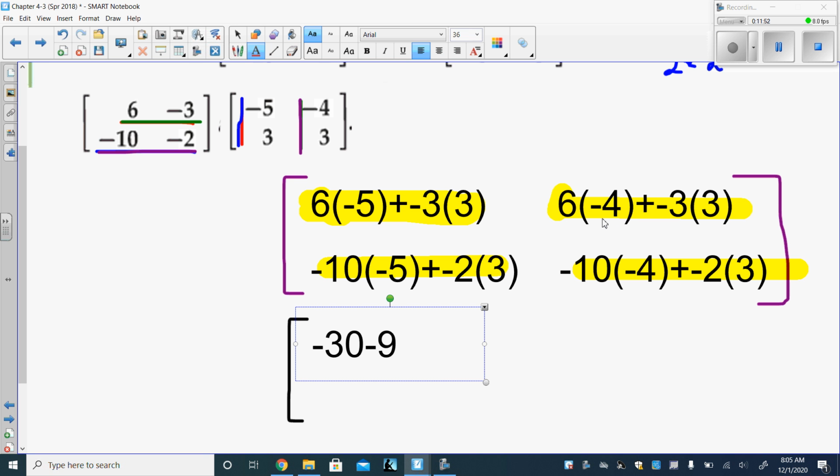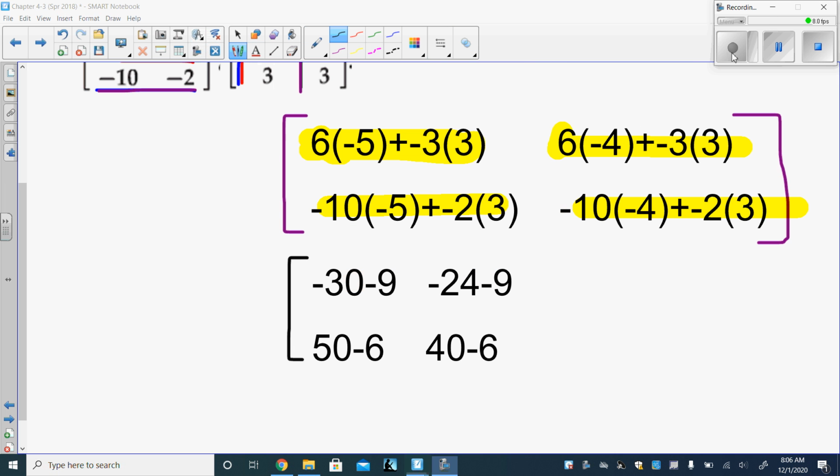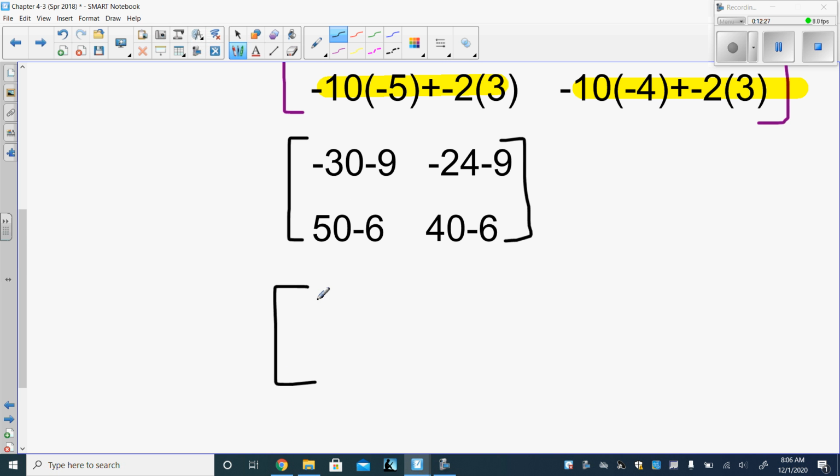So 6 times negative 4 would be negative 24. And negative 3 times 3 would be negative 9 again. So 24 minus 9. Our next one, negative 10 times negative 5 would be positive 50. And negative 2 times 3 would be negative 6. So we'd have 50 minus 6. And lastly, negative 10 times negative 4 would be 40, plus negative 2 times 3 would be negative 6. Okay, so we have this here. Now the last thing we need to do is simplify this one last time. We need to combine these terms, and then we're done.